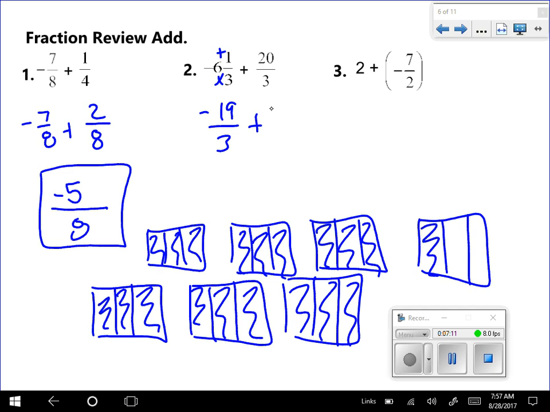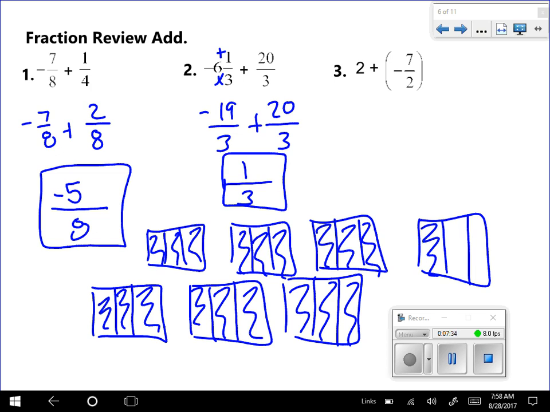We keep our denominator. So luckily our denominator is already common. We don't have to do anything there. We can just look at our numerators. Negative 19 plus 20. We're going to subtract. We get 1. And our positive number is bigger. And so 1/3 is our answer.